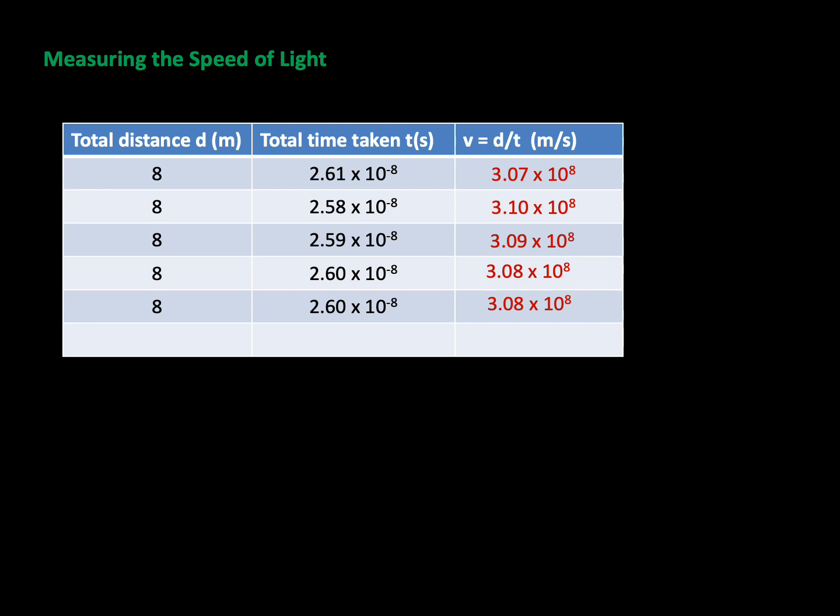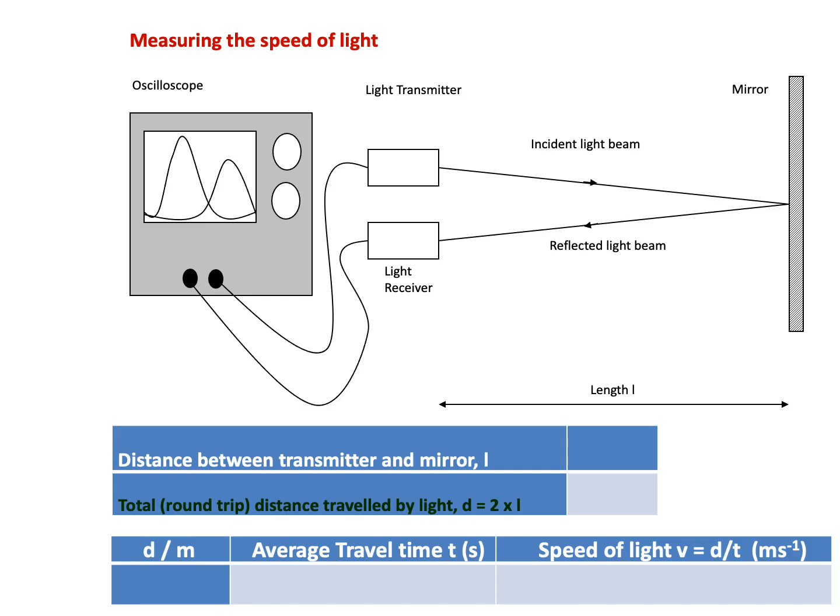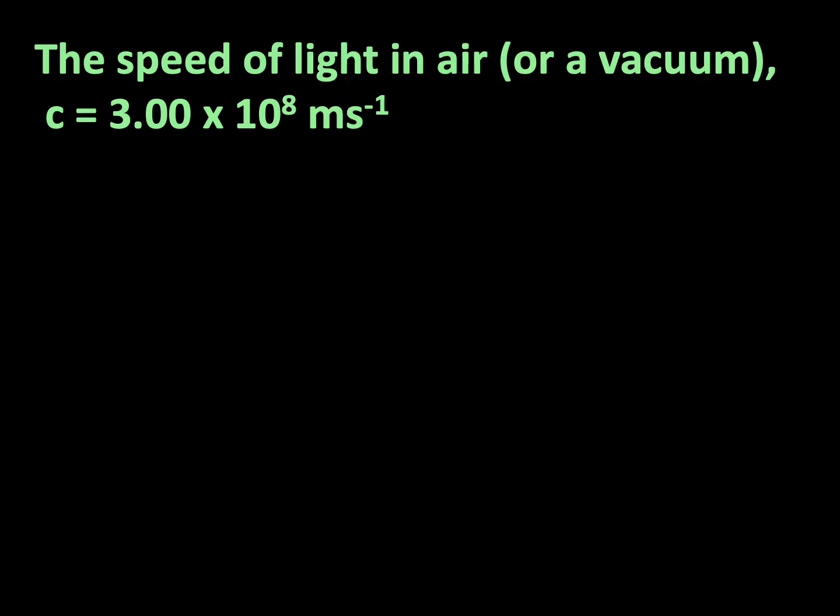Now when we do an average of all of this, you can see that the distance between transmitter and mirror, we'll call that L, length L, is 4 meters. So the round trip distance is 8 meters. The average travel time for the whole trip, when you add up those 5 times and divide by 5, you get 2.60 times 10 to the minus 8 seconds. And the average speed of light, approximately, is 3 times 10 to the 8 meters per second. So we have actually measured the speed of light.